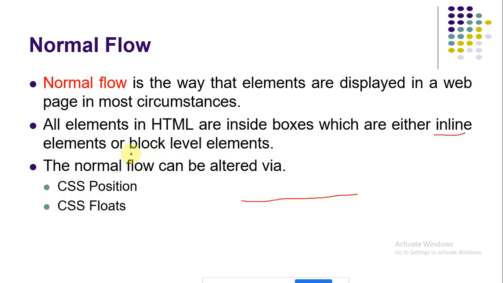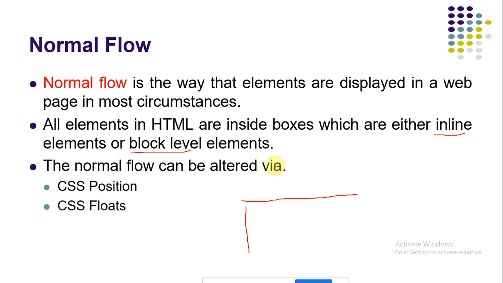There is another type of element called a block level element. For example, the div element, the paragraph element, and h1 to h6 are all block level elements. This block level element takes a different normal flow. For inline elements the normal flow is horizontal; for block level elements the normal flow is vertical. So this is the basic normal flow of HTML elements.